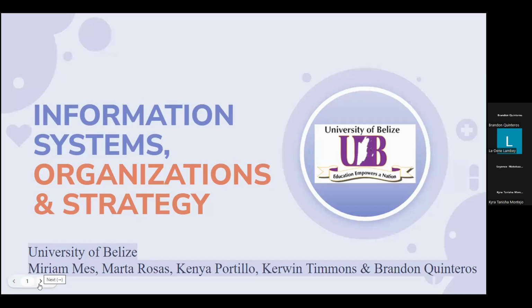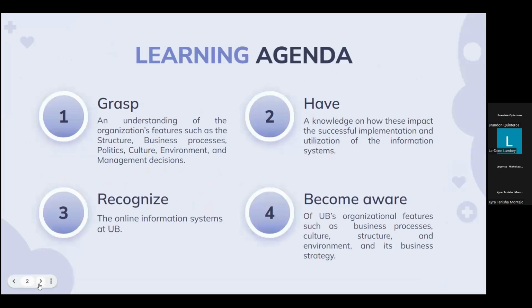In this presentation, we will discuss the factors taken into account when UB implemented their information systems. Presenters are Miriam Mess, Kenya Portillo, Martha Rosas, Kerwin Timmons, and yours truly, Brandon Quinteros. Without further ado, we proceed to the objectives of this presentation, which are for you all to become knowledgeable and grasp an understanding of the organization's features such as structure, business processes, politics, culture, environment, and management decisions. Recognize the online information system at UB, have knowledge of how these impact the successful implementation and utilization of the information systems, as well as become aware of UB's organizational features such as business processes, culture, structure, environment, and its political strategy. Next slide, please.